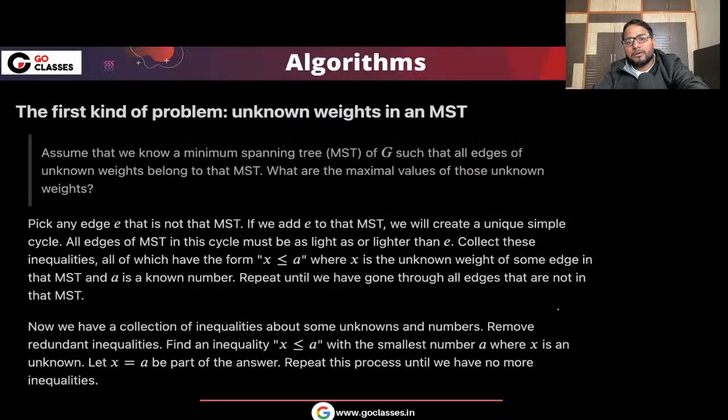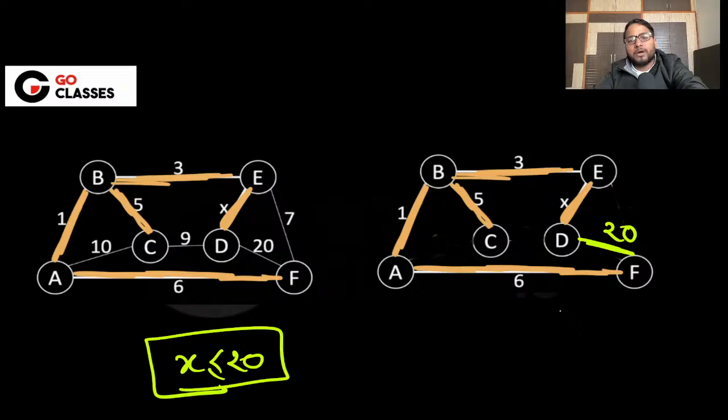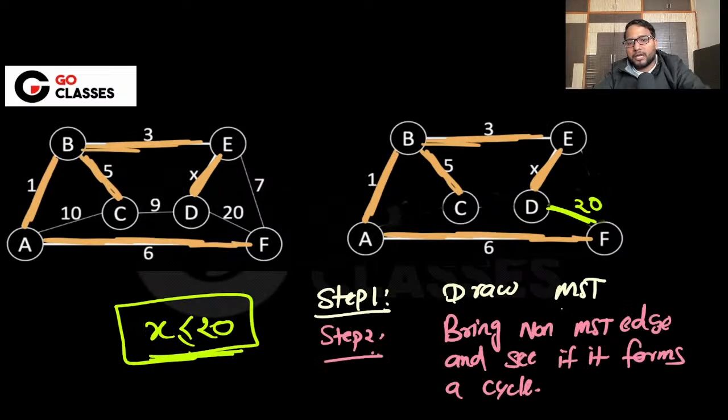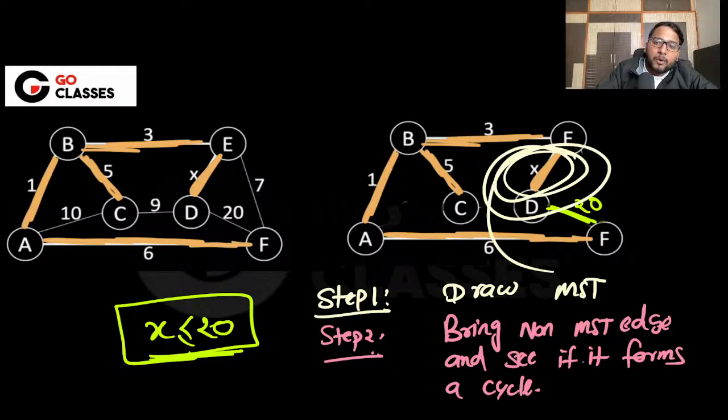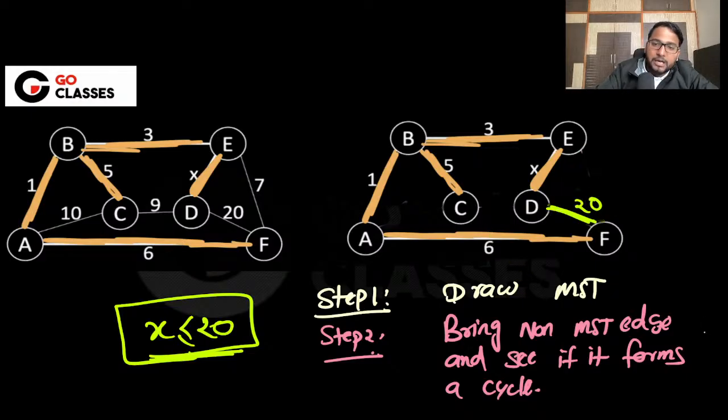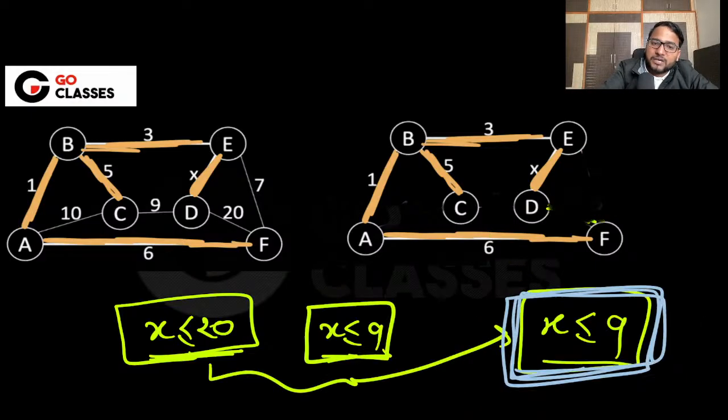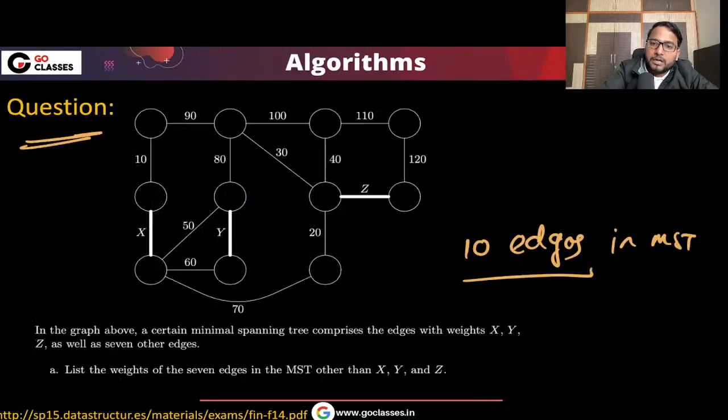So for example, see here, if the unknown weight is a part of MST, you will keep on bringing the non-MST edges. If the unknown weight is already non-MST, then you bring it once only. We will bring the non-MST only. So if the unknown weight itself is a non-MST, then it will just be brought one time. But if the unknown weight is a part of MST, then we will keep on bringing and we will see. Right? So let's solve more questions and see if you are able to answer these questions.